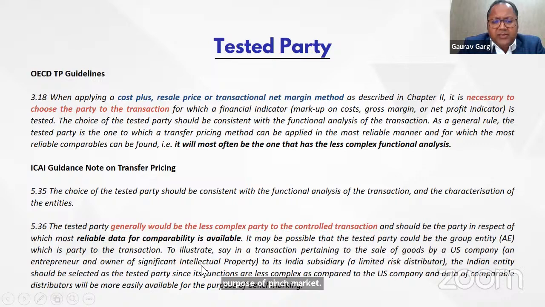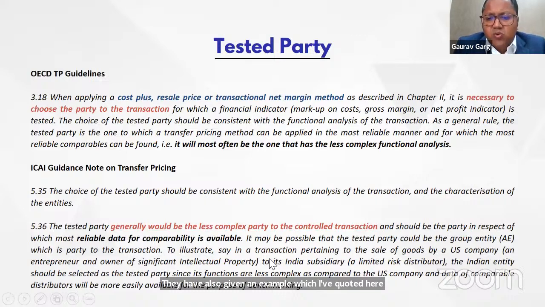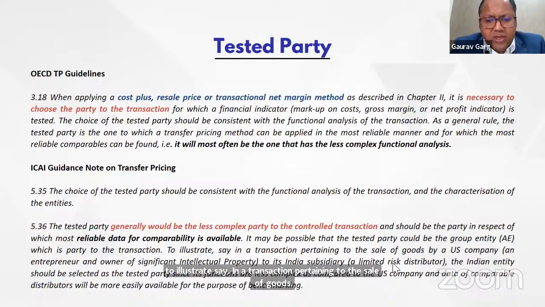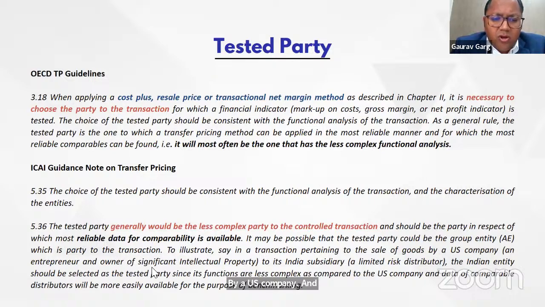They have also given an example, which I've quoted here, to illustrate: in a transaction pertaining to the sale of goods by a US company, an entrepreneur and owner of significant intellectual property, to its Indian subsidiary, a limited risk distributor, the Indian entity should be selected as the tested party, since its functions are less complex as compared to the US company, and data of comparable distributors will be more easily available for the purpose of benchmarking. So you always have a choice, and you need to choose which party you wish to justify.